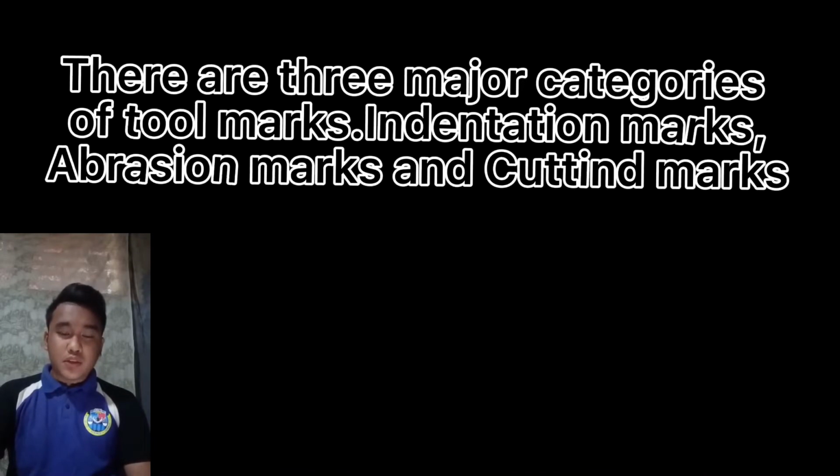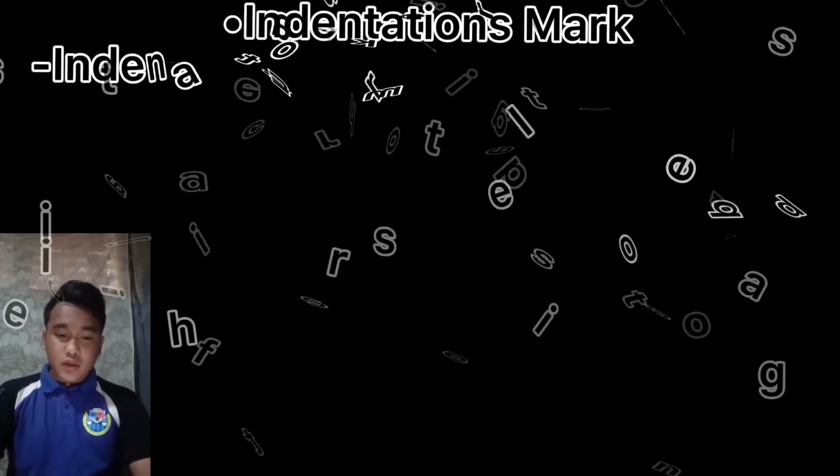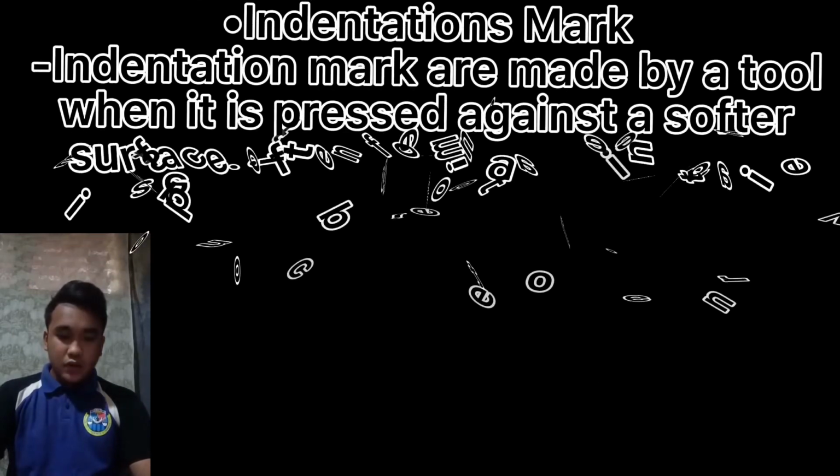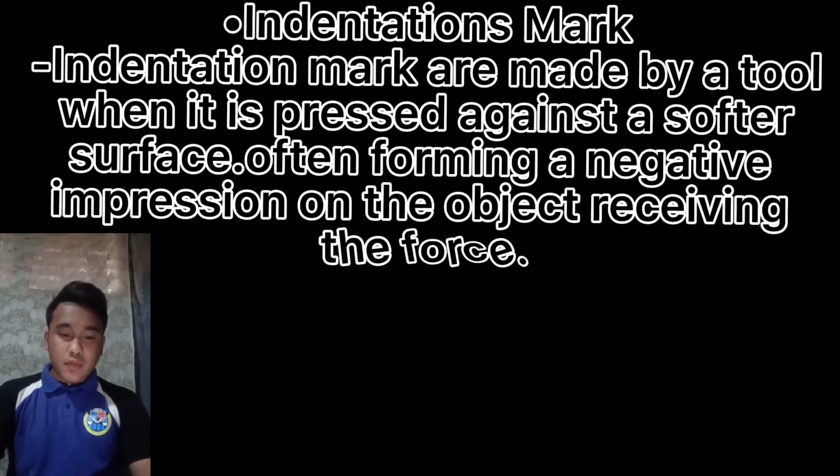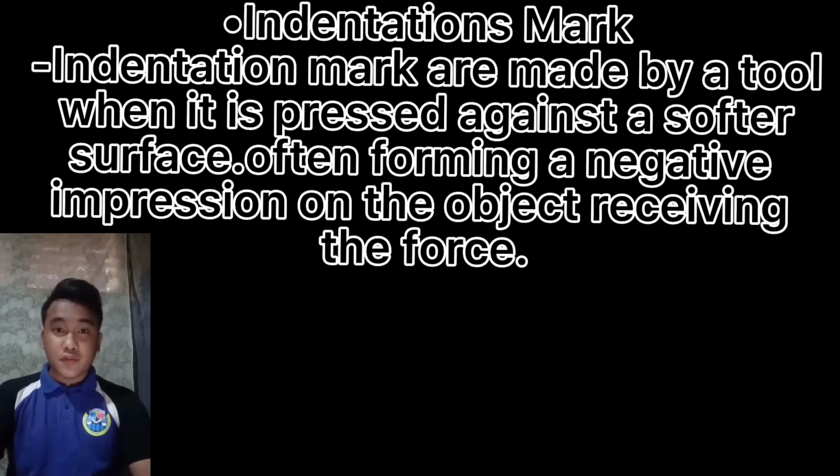There are three major categories of tool marks: indentation marks, abrasion marks, and cutting marks. Indentation marks are made by a tool when it is pressed against a softer surface, often forming a negative impression on the object receiving the force.